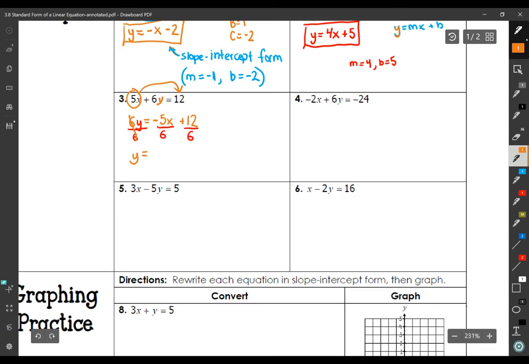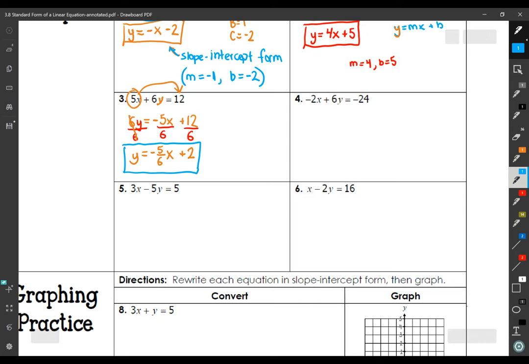And that leaves me with a slope of -5/6x plus, well, this ratio can be simplified, so +2. Okay, so that means the slope-intercept form of the equation is y is equal to -5/6x plus 2, right? So our slope of this line would be -5/6, and our y-intercept would be +2.